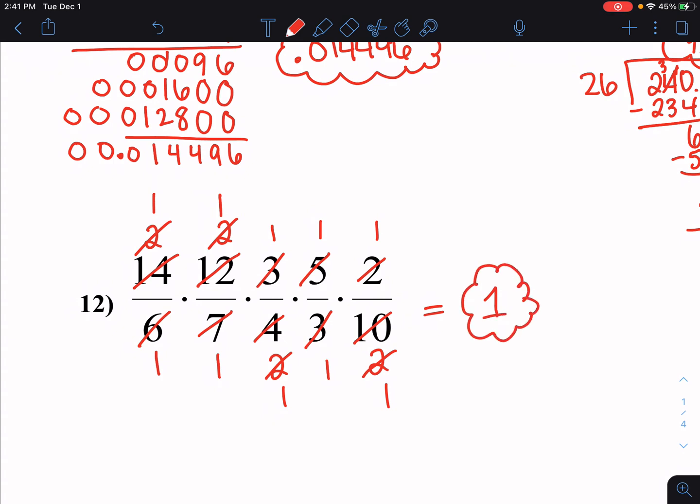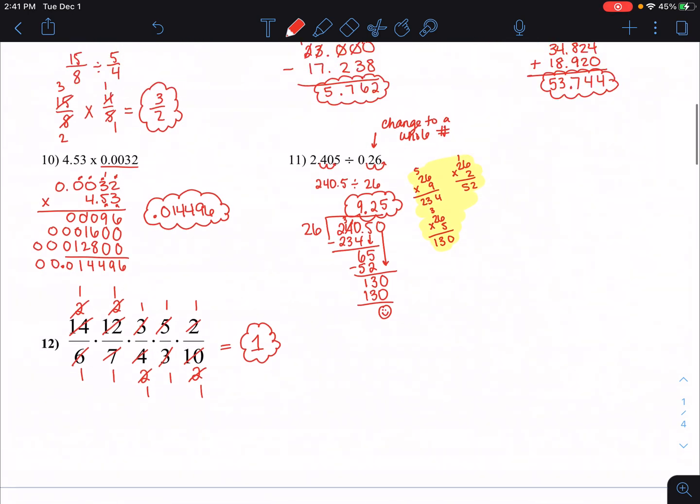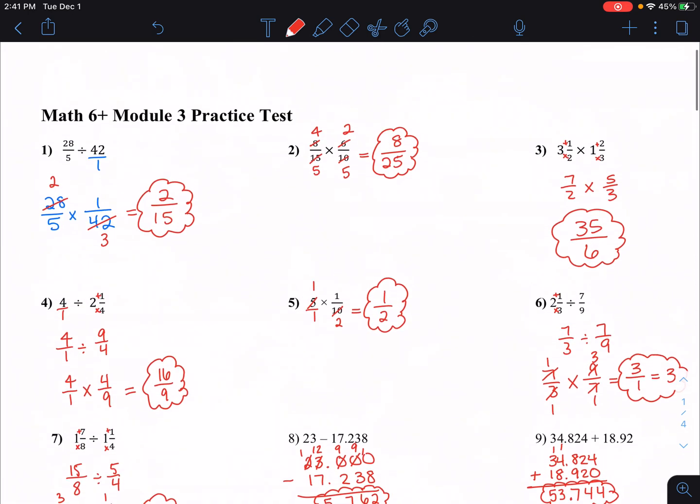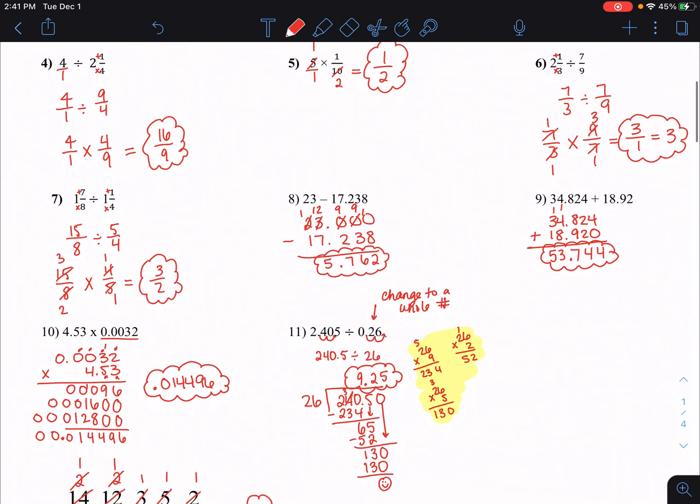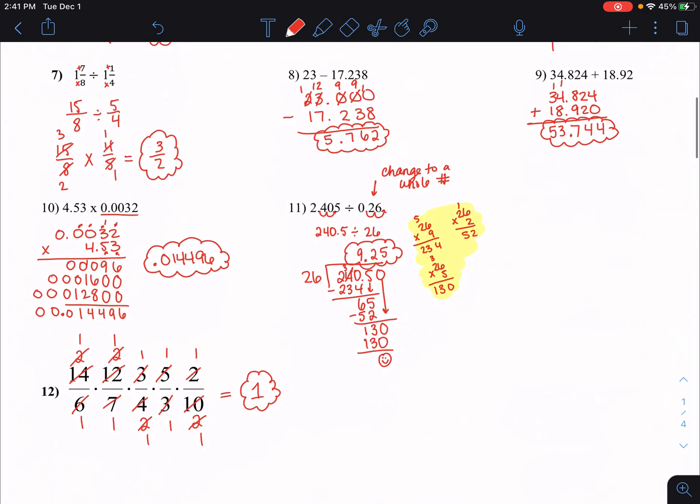Okay? So this is your basic operations. You're adding, subtracting, multiplying, and dividing with decimals and fractions. Okay? In the next video, I will talk about all of the word problems. Let me know if you have any questions.